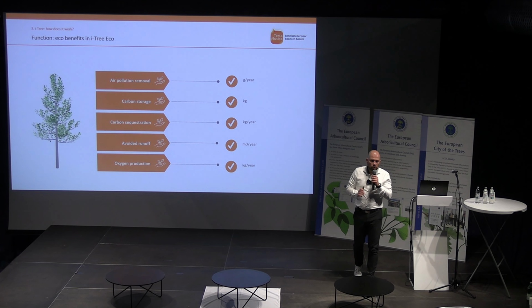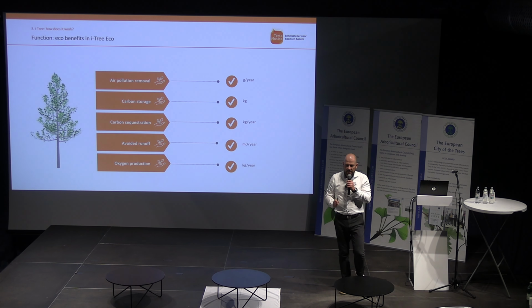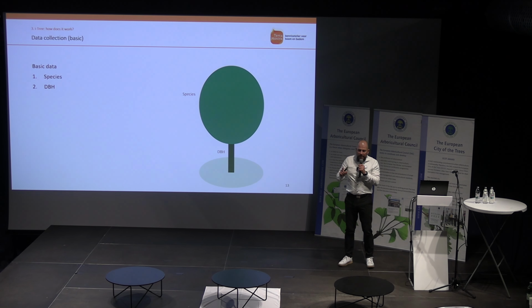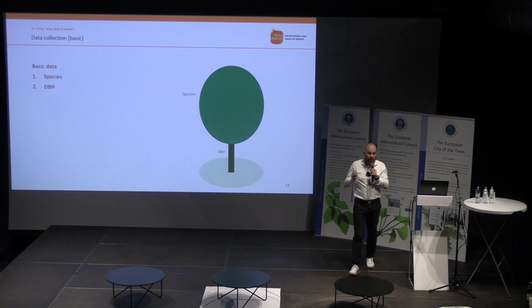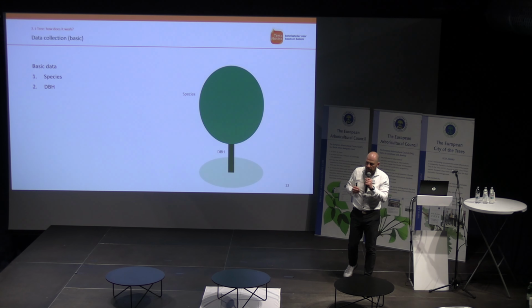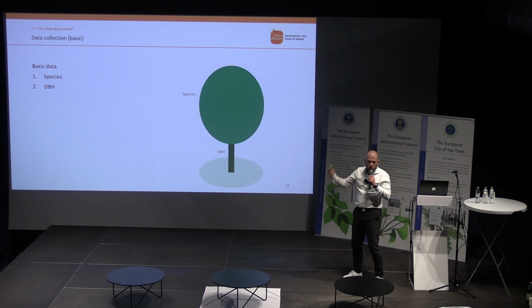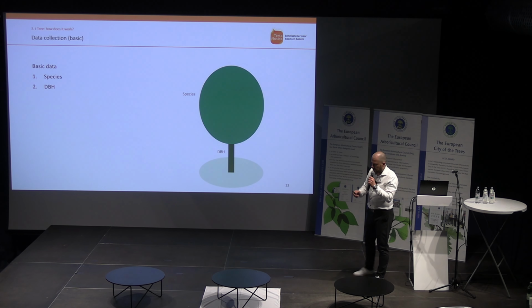And what do you need to collect to do an i3 analysis? So in general, you only need to use in i3 the species and the DBH. That's the minimum required. And you can imagine if you have a large tree population, let's say 50 or 100,000 trees, then this could work. But when you go back to an individual tree, then you need more detailed information.